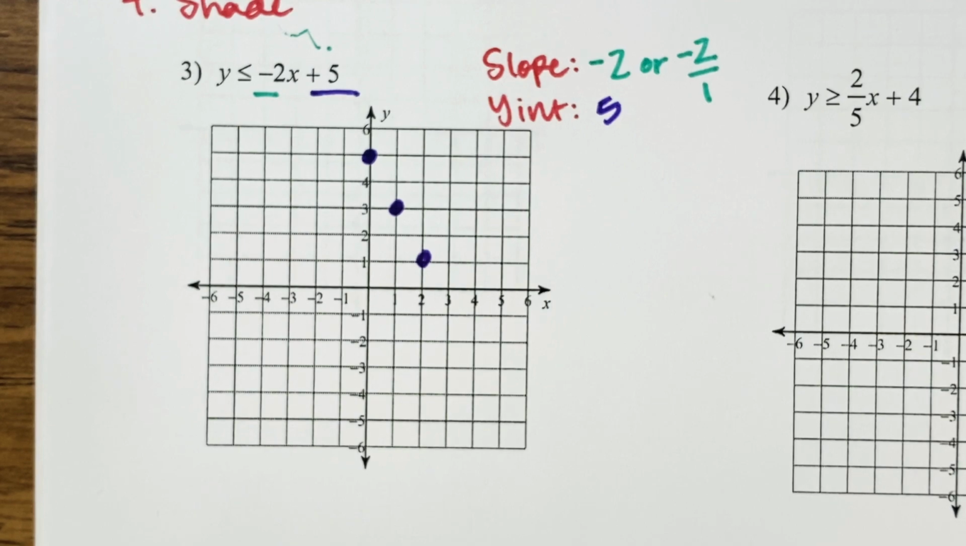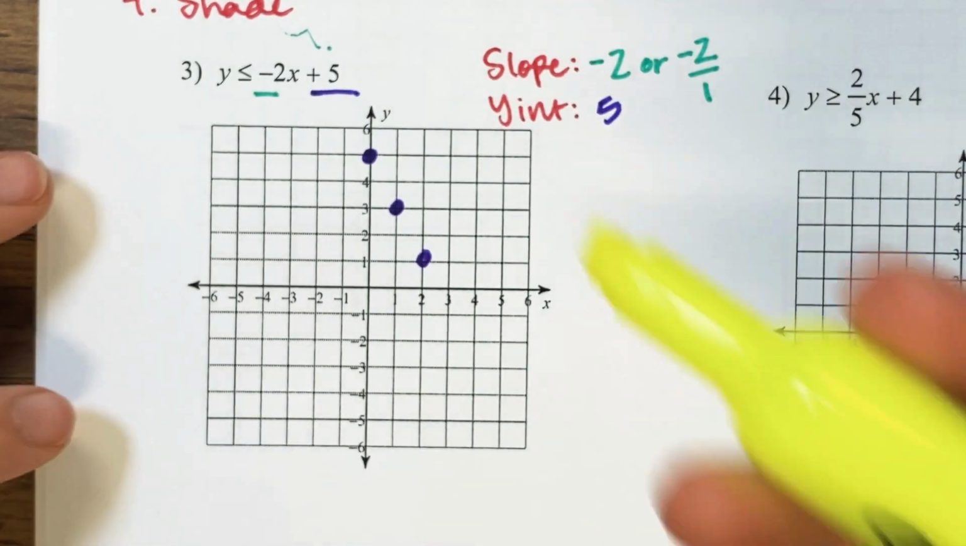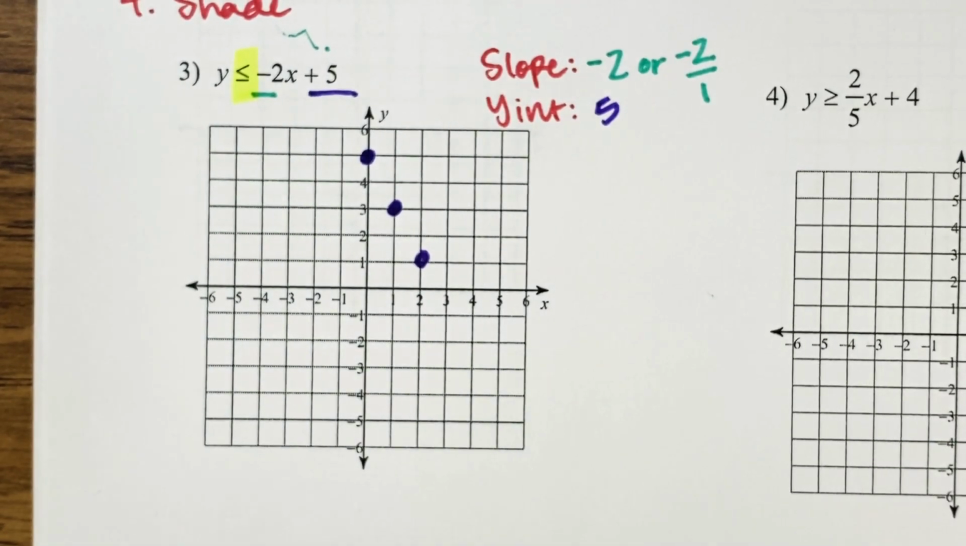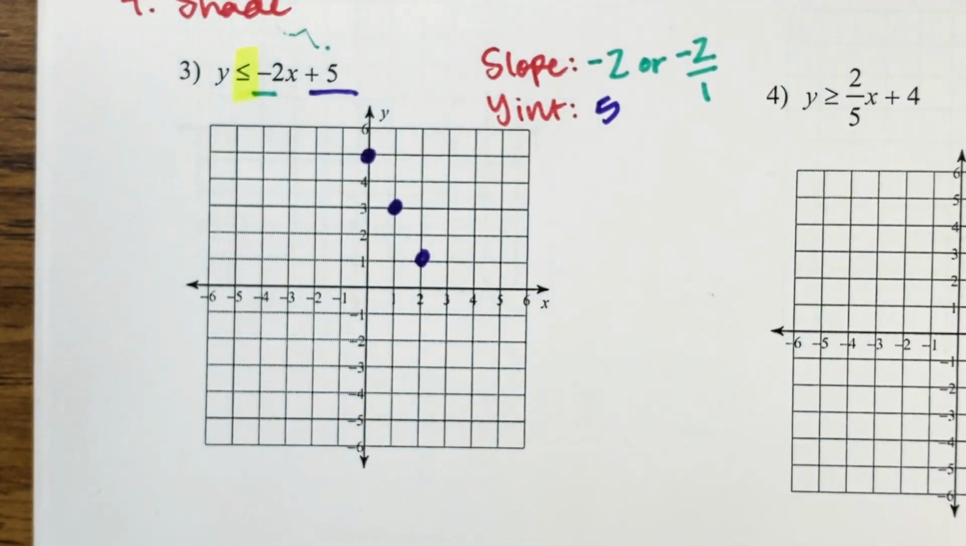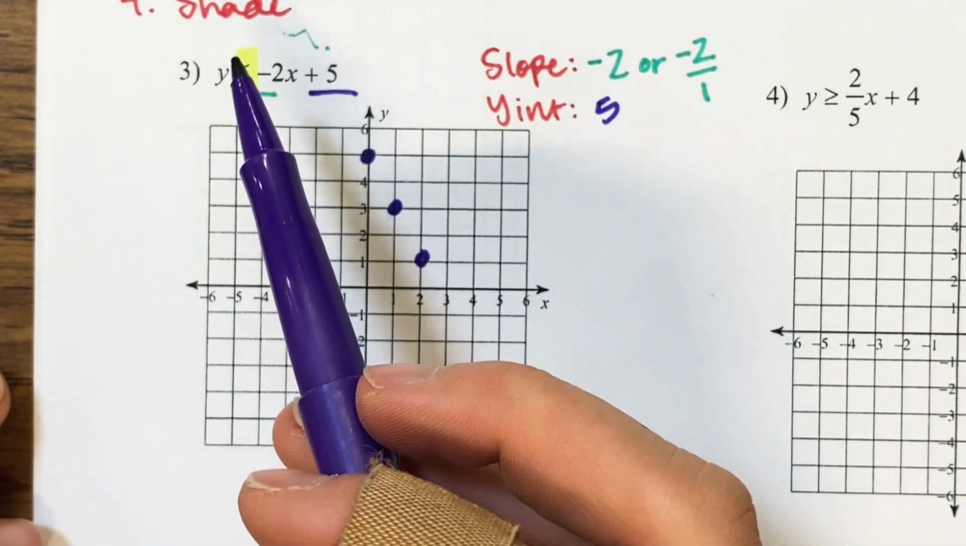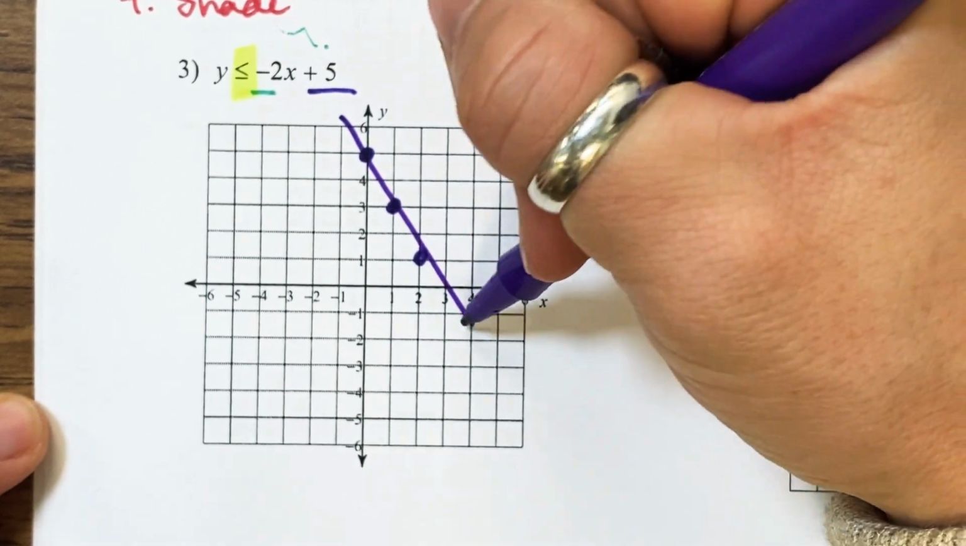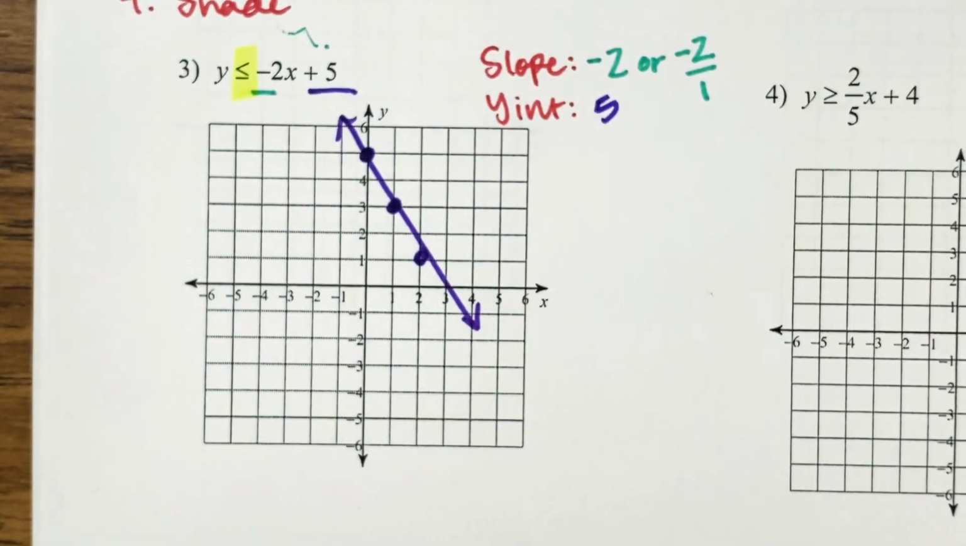Okay, so now let's ask ourselves, looking at the sign now, we're not shading yet, but we're just looking at that sign. Is this going to be a solid or a dotted line? Okay, that one is going to be solid because I do have that or equals to. Okay, so connect it with a solid line. Okay, arrows at the end, and now we need to decide which way to shade.